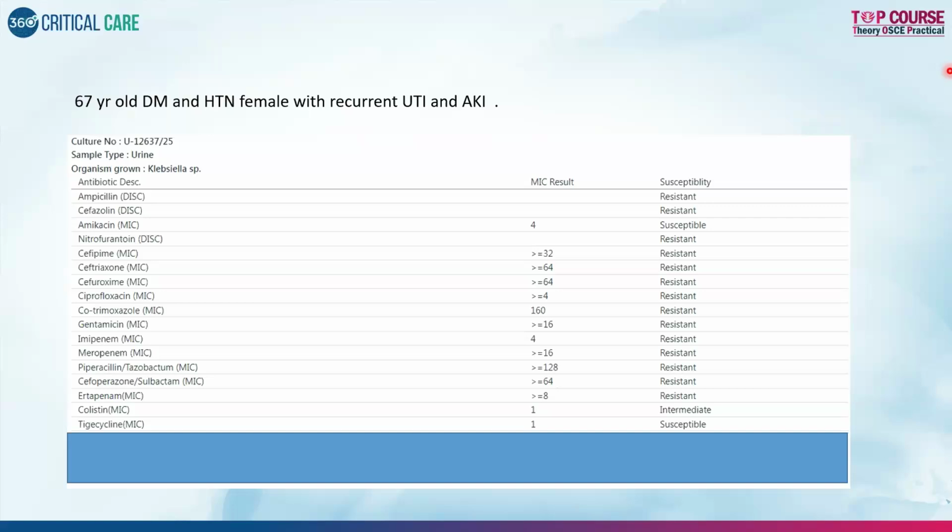We can start on colistin. Based on the available report, we want to provide carbapenem plus colistin. Okay, you want to start colistin alone? No, carbapenem with colistin. Okay, you want to start with carbapenem and the colistin. Okay, so here you have amikacin. Why you still don't want to choose it? Sir, because of the AKI and nephrotoxicity of amikacin.